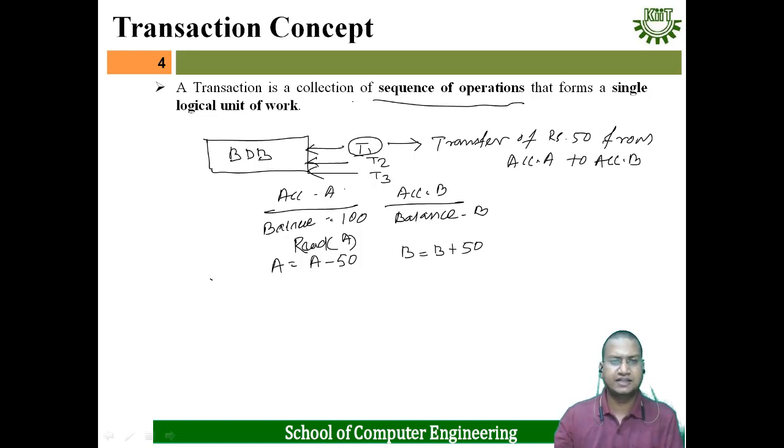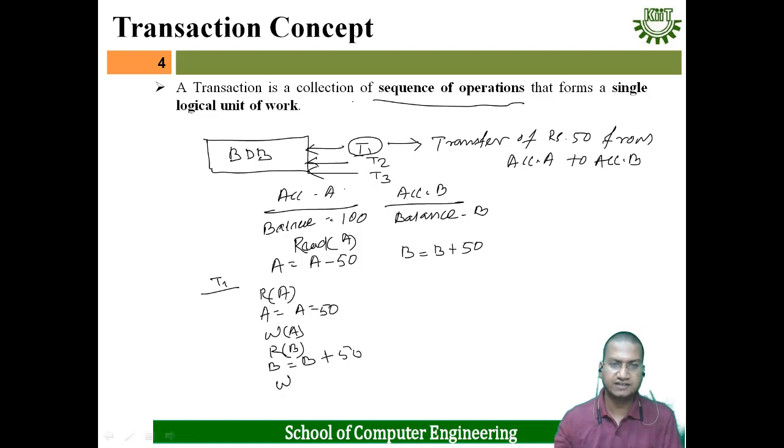For this transaction T1, what are the various operations we have to do? First step is read A. Then we have to deduct 50 rupees from account A, that means A is equal to A minus 50. Then the third step is write A, that means save or update the account A information. Then the fourth step is read B. Then update B, B is equal to B plus 50. Then the sixth step is write B.